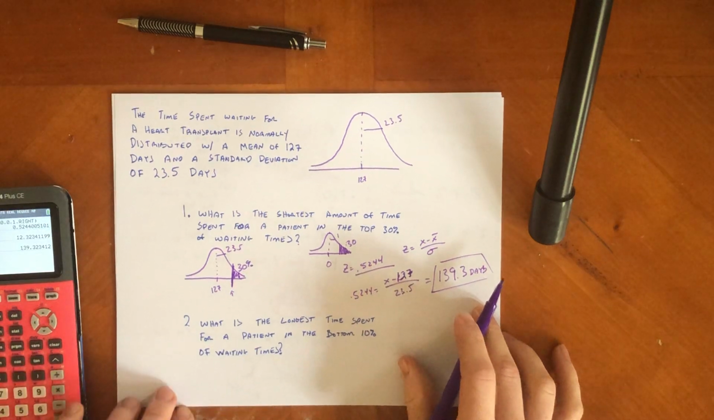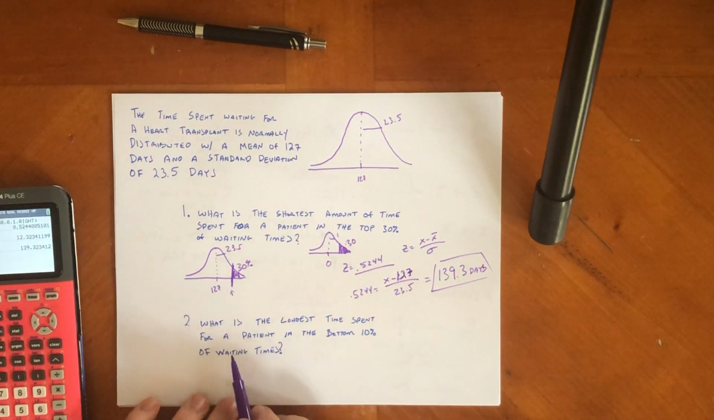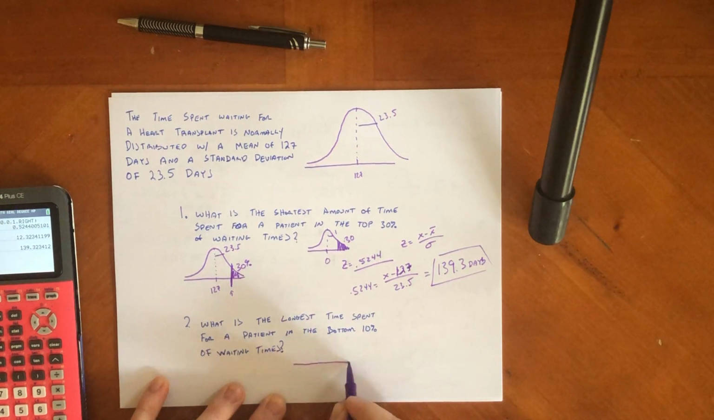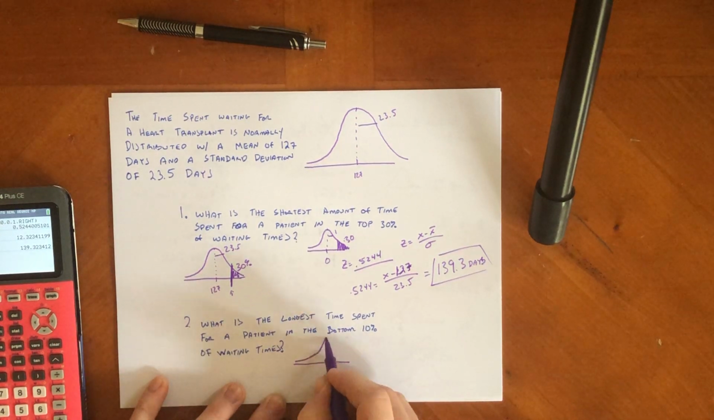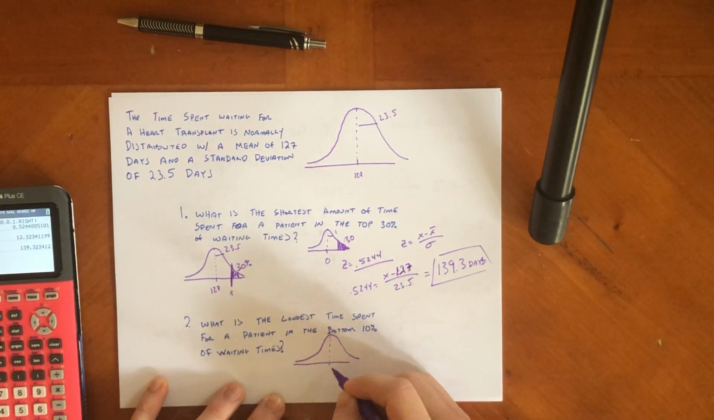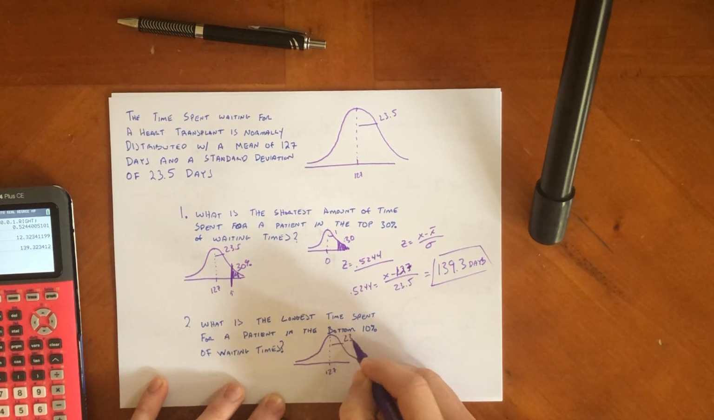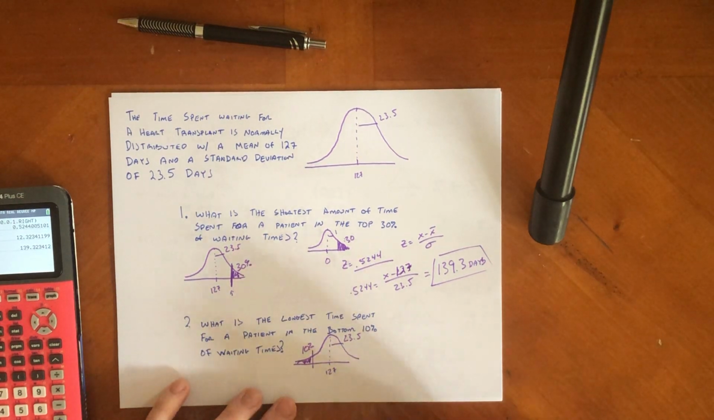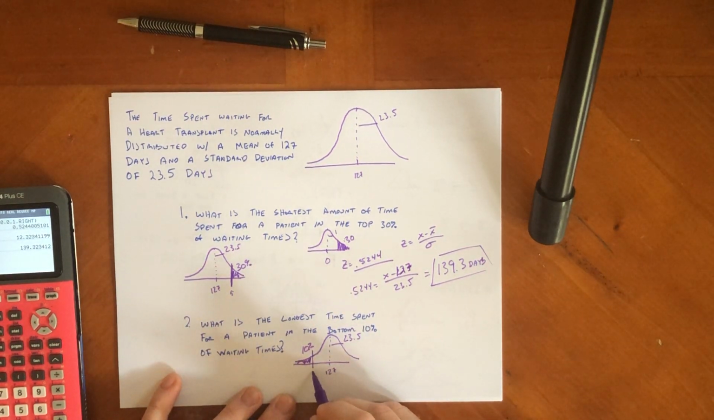Okay. Find the longest time spent for a patient waiting in the bottom 10%. So I'll do this one without the algebra. You'll probably enjoy it more. So again, this is going to be my mean, which is 127. This is going to be my standard deviation, which is 23.5. We want the bottom 10% now, so the bottom 10%, the tail is going to go to the left. And we got to find out what number goes here.